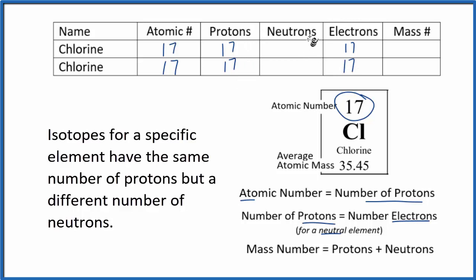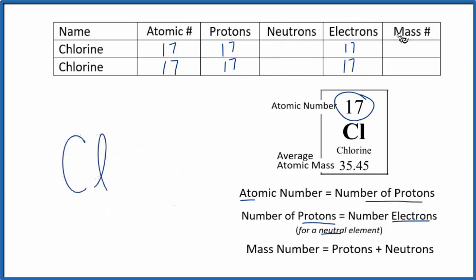What's going to be different is the number of neutrons, and since protons plus neutrons give us the mass number, the mass number will be different as well. Often when you have a table like this, you'll be given either neutrons or the mass number, and then you can figure the other one out. If not, then we usually round the atomic mass to the nearest whole number. So let's round this to 35.